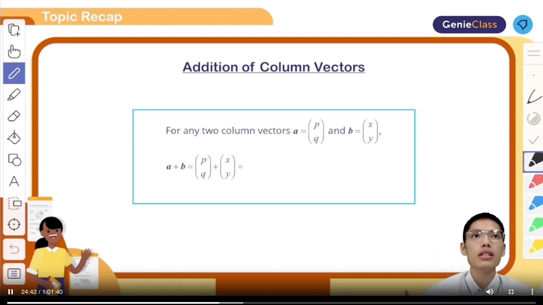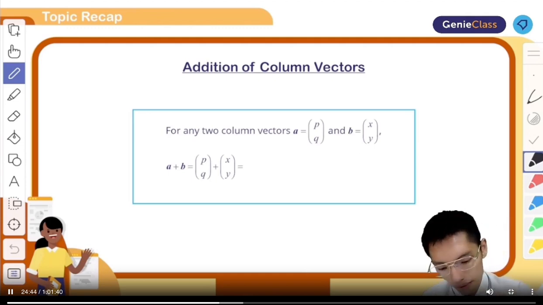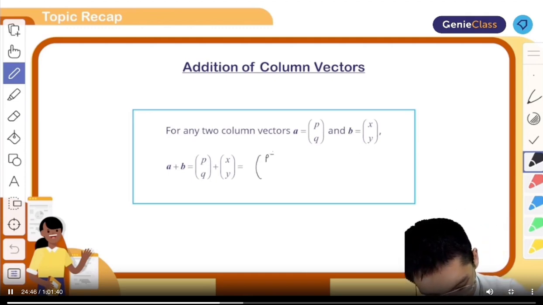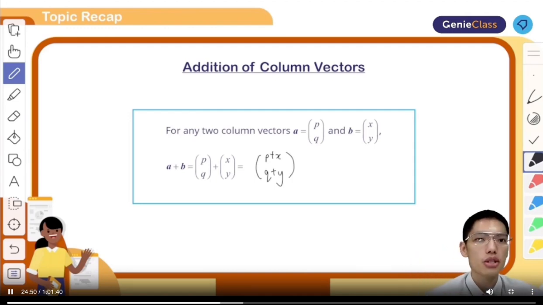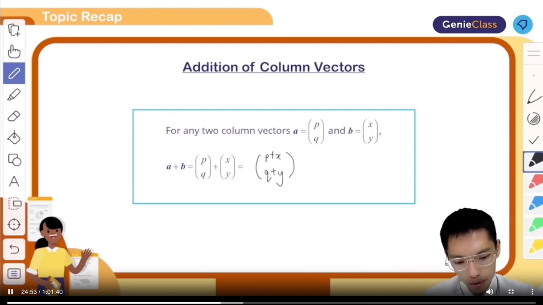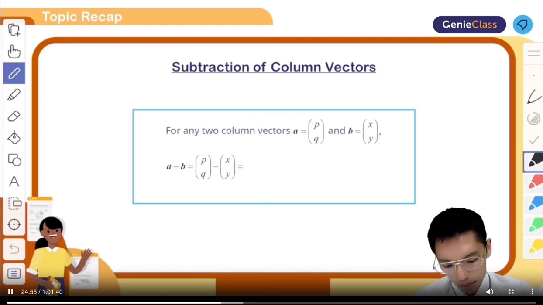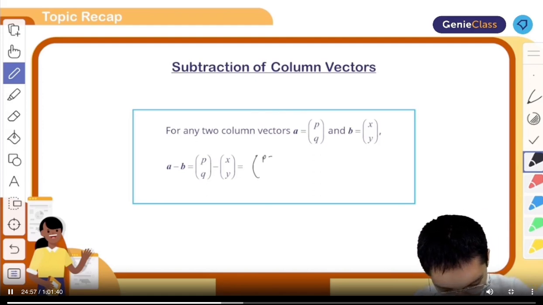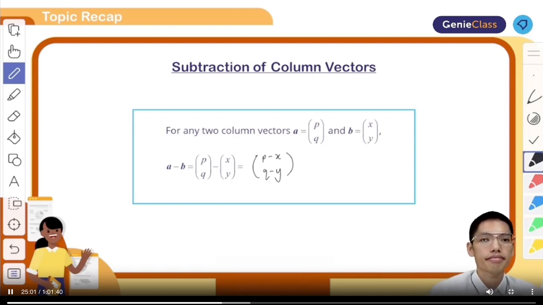Addition of column vectors, very similar to your matrices. If I add, both of my entries have to be added. Okay, P plus X, Q plus Y. And in this case, if I were to subtract, I'm subtracting both entries. Alright, pretty straightforward over here. Both entries over here. Right now, because of this, what happens?